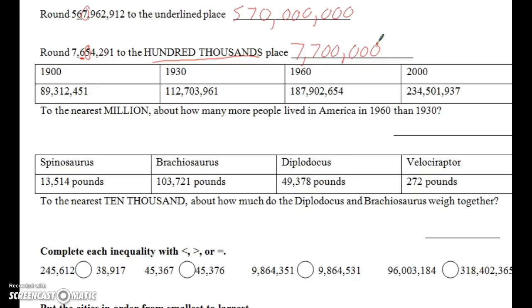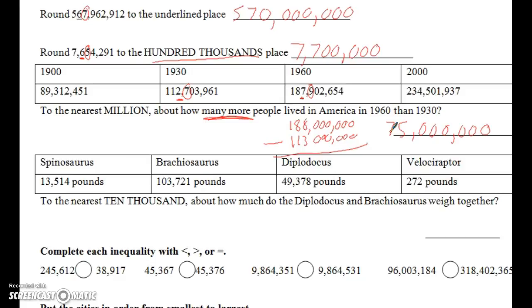To the nearest million, how many more people lived in America in 1960 than 1930? To the nearest million. So I need to round this to the millions. So that's going to go to 188 million. 1930, rounded to the nearest million. That's going to go up to 113 million. And then since it says how many more, I'm just going to subtract. So I got lots of zeros. 1, 2, 3, 4, 5, 6. 8 minus 3 is a 5. 8 minus 1 is a 7. 75,000,000 or 75 million more people then.